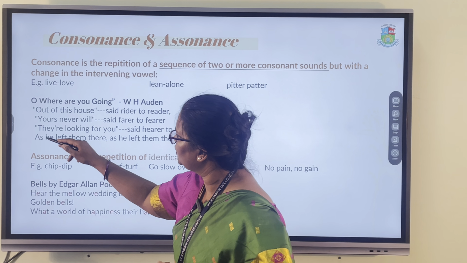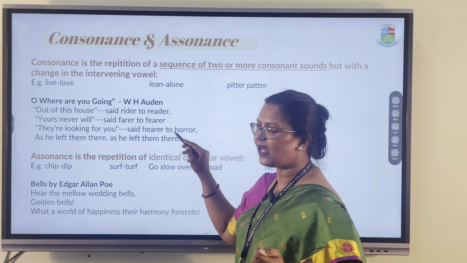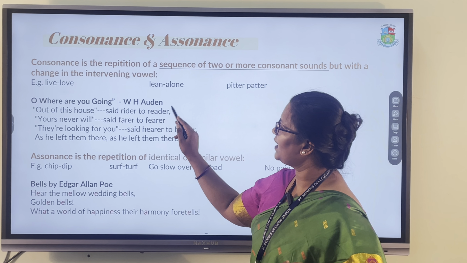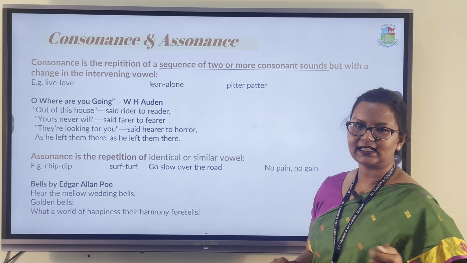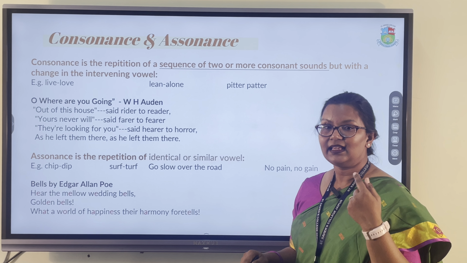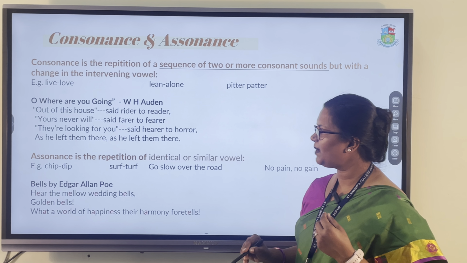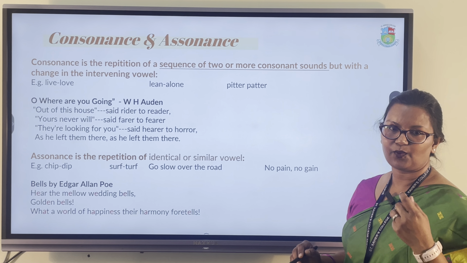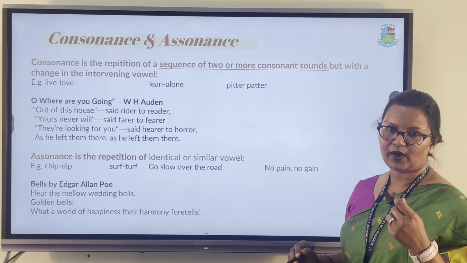So the sound is also repeated here in the last sentence, and you see the repetition of the consonant sounds which make it very lyrical or very easy for us to remember. The sound effect is what alliteration focuses on. Similarly, assonance is nothing but repetition of the similar vowel sound.